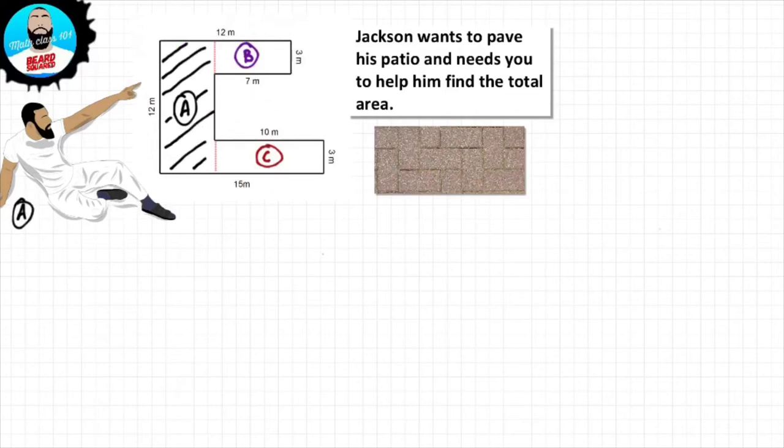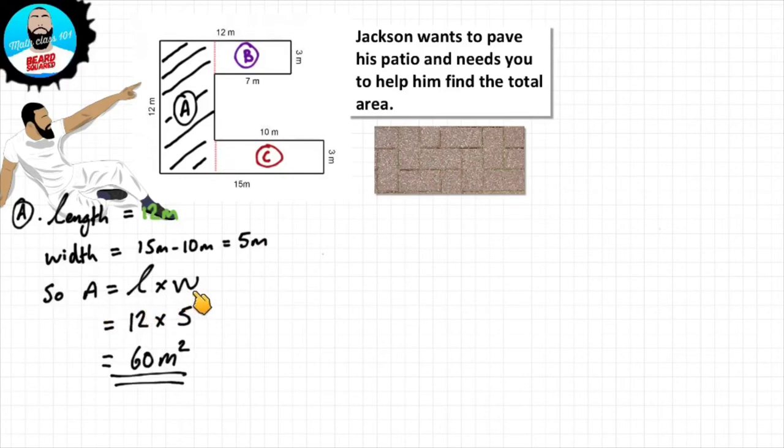Step 1, we'll work out the area of section A. So the length is 12 meters and the width is 10 subtracted from the 15 meters. That gives us a remainder of 5 meters. So area equals length times width. So 12 times 5 gives us 60 meters squared.